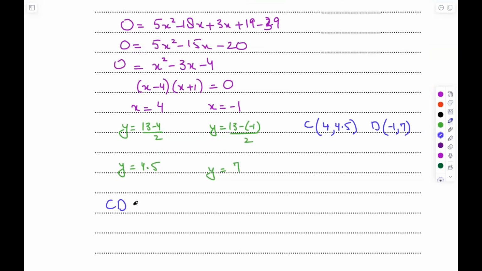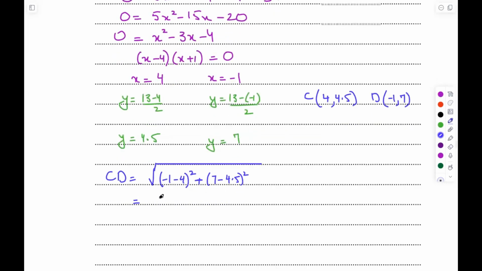Substituting this into the formula for the distance, which is x2 minus x1. So x2 we can take as minus 1, so that will be minus 1 minus 4 whole squared. And for the y coordinate, that will be 7 minus 4.5, so that is y2 minus y1, 7 minus 4.5 whole squared, and this is a plus in between. So this will simplify and we can write it as 5 squared plus 2.5 whole squared.